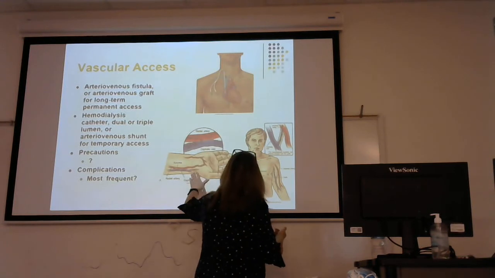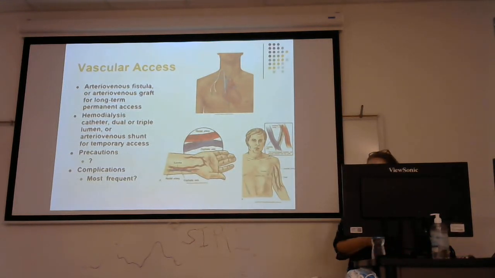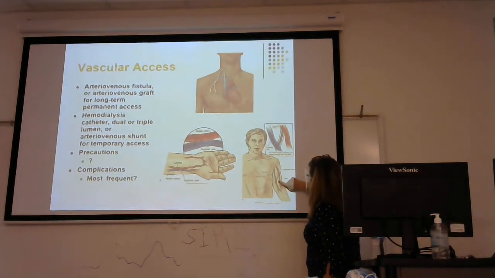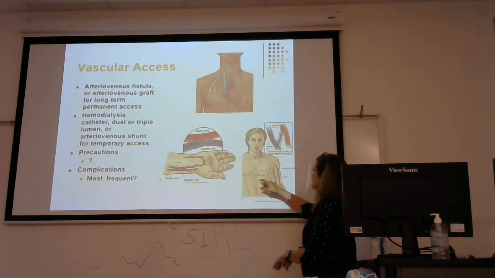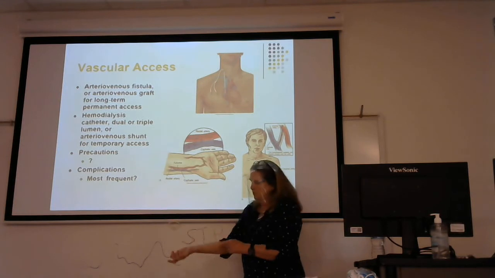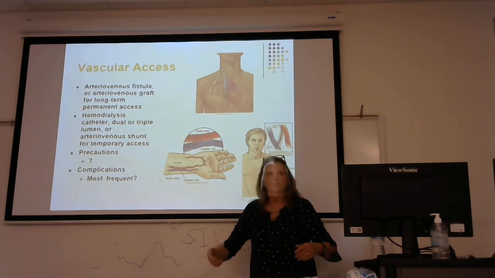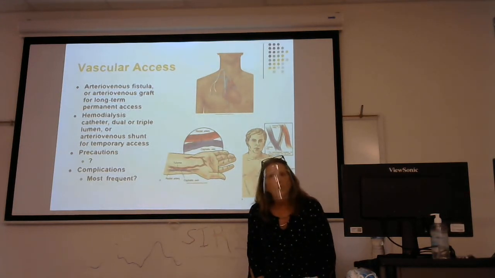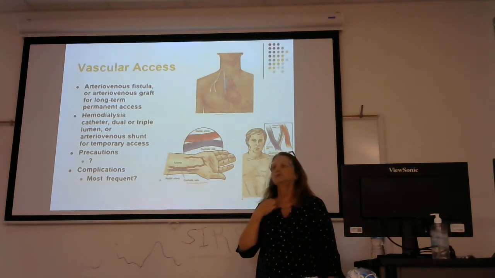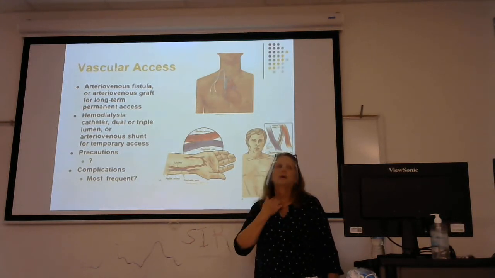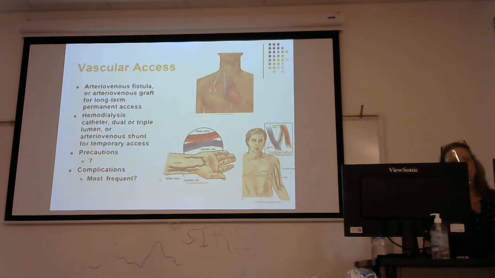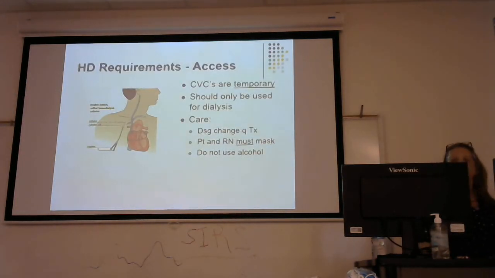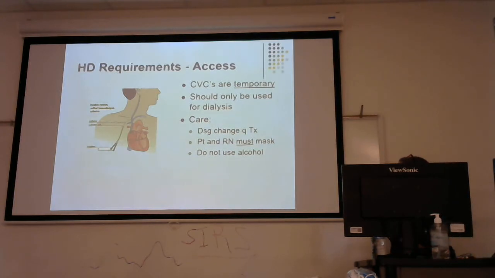So we're going to go through one of these sites. Here's a graft right here that's connected between the two up here, or you can see it down here where it's looped. Legs, femoral artery, they do what's called a necklace, where they use the subclavian up here. So lots of different places, but we have to have vascular access when you do hemodialysis.